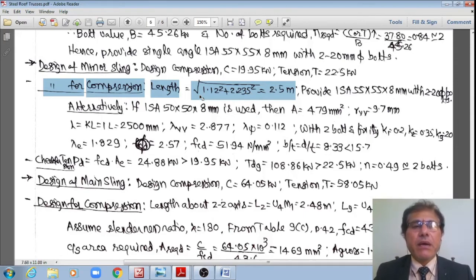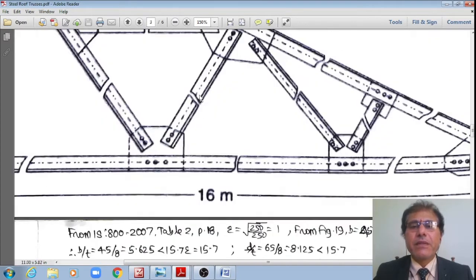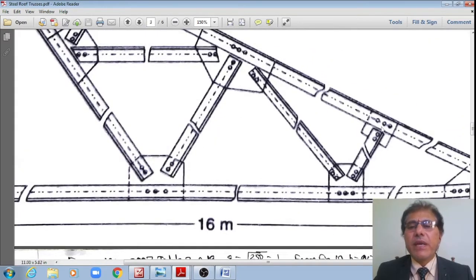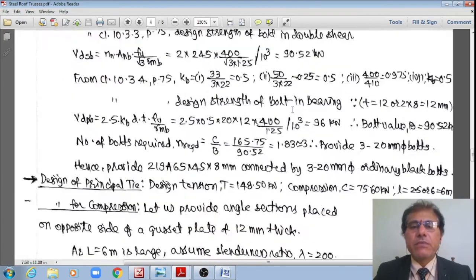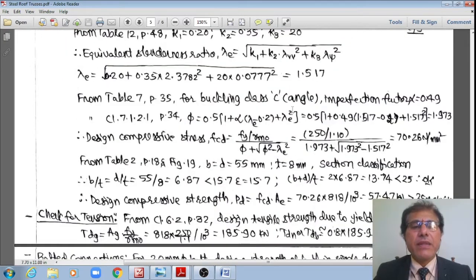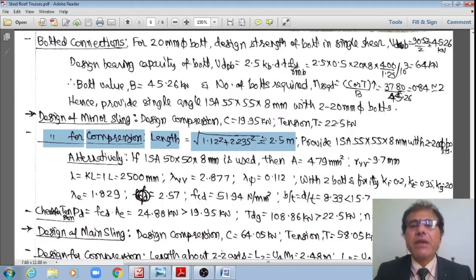2.5 meter is the length of this minor sling, right? Therefore I'm getting this, because this is 1.12 and this is 2.235. Because this is 90 degree, it now works out this value, therefore I calculated that length. Once I calculate this length, we can see that there is a small compression as well as a small tension, right?